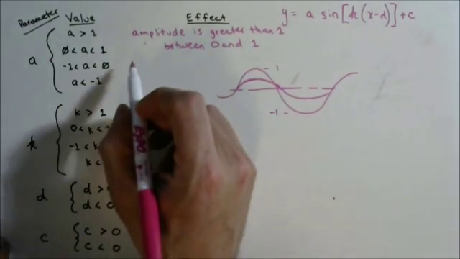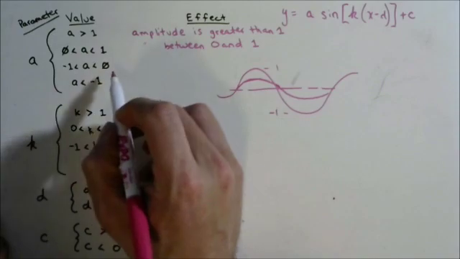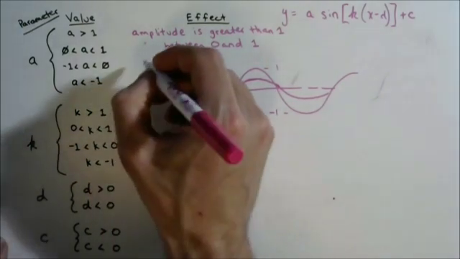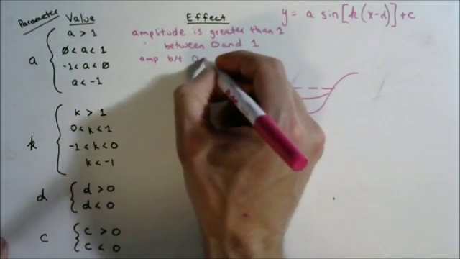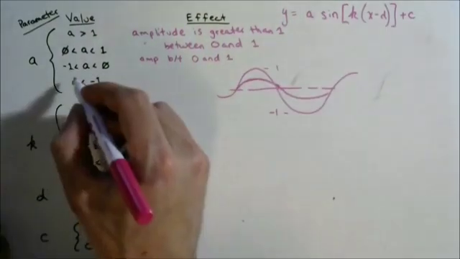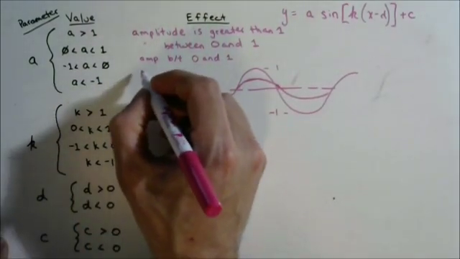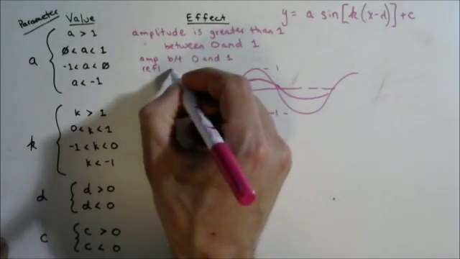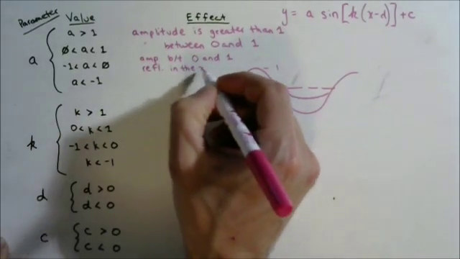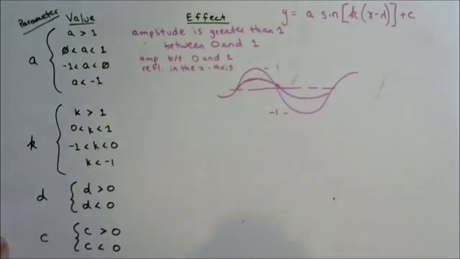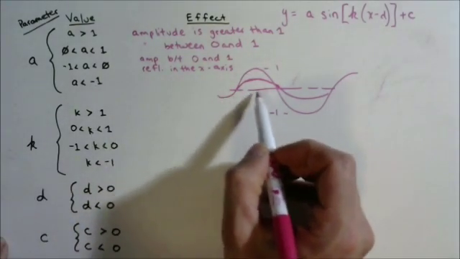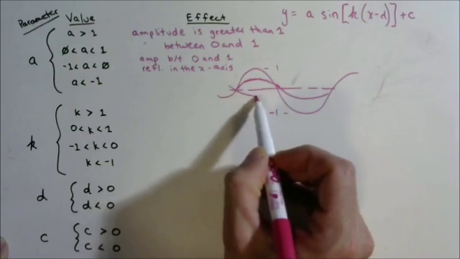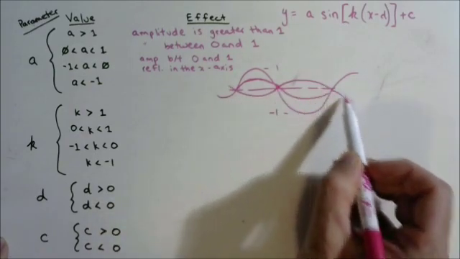Now, if we end up with a negative amplitude between 0 and 1, it's going to do two things. It has an amplitude between 0 and 1, but it's also negative, so it's going to cause a reflection in the x-axis. And some of these boxes you're going to have to squeeze the information in a little bit. It's a compression, so it's shallower, but it's flipped right upside down. Okay, so that one's going to look like that.